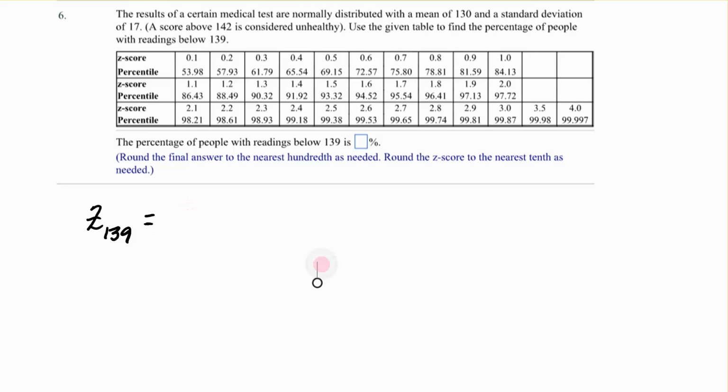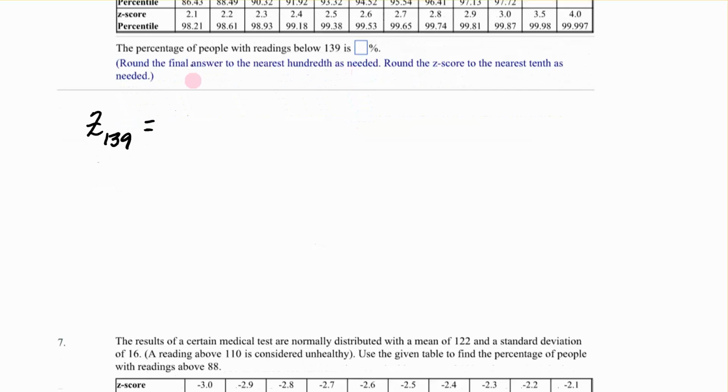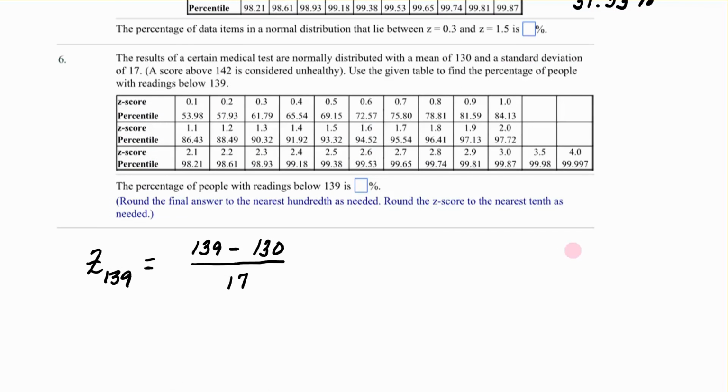I'm going to take, let me push this up a little, and then I'll bring it back down. 139, I'm going to subtract the mean, which was given to be 130, and divide by the standard deviation, which was 17. So those numbers were all given. 130 was the mean, standard deviation was 17. This is my formula.